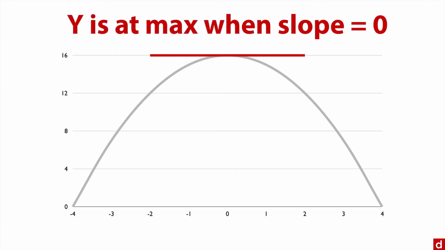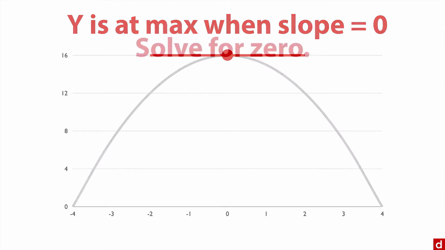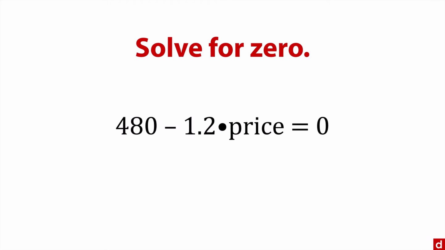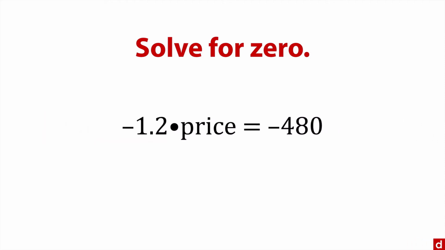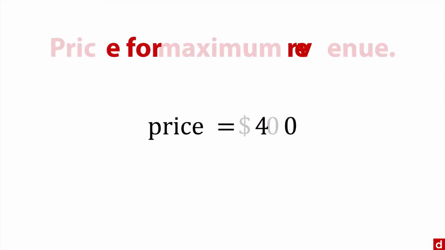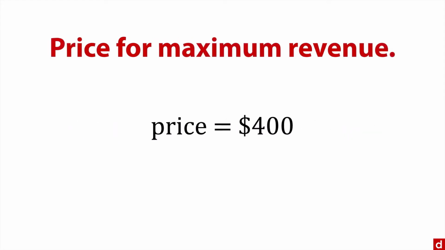Okay, so what we're going to do is solve for 0. Let's go back to our equation here. We want to find out when that is equal to 0. Well, we subtract 480 from each side. There we go. And we divide by minus 1.2 on each side. And this is our price for maximum revenue. So we've been charging $500 a year, but this says we'll have more total income if we charge $400 instead.